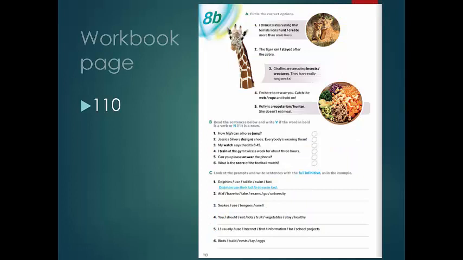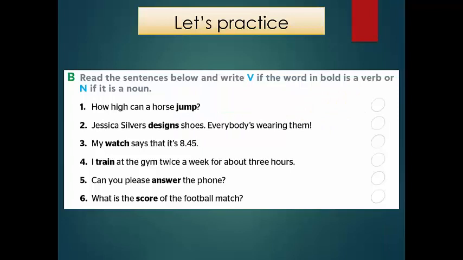Well done. Open your workbook on page 110. We work on this section. We have one activity we do together, and the other one we leave as homework. Activity B. Read the sentences below and write V if the word in bold is a verb or N if it is a noun. I'll give you the first one as an example.